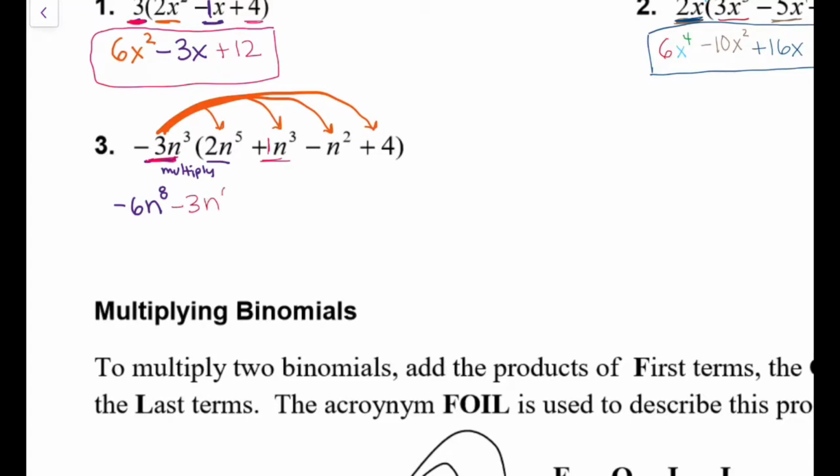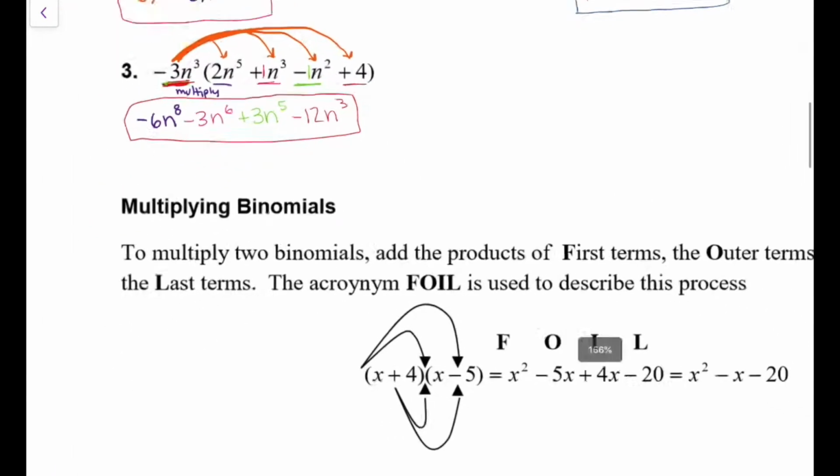The next piece, we have negative 3 times positive 1 gives us negative 3. We add n to the cubed and n cubed to give us n to the 6th power. On the third piece, we take the negative 1 times negative 3 to give us a positive 3, n to the 5th. We add the 3 plus 2 to give us 5. On the last piece, we have negative 3 times 4 gives us negative 12. And then we have an n cubed, and that would be our answer for that one.